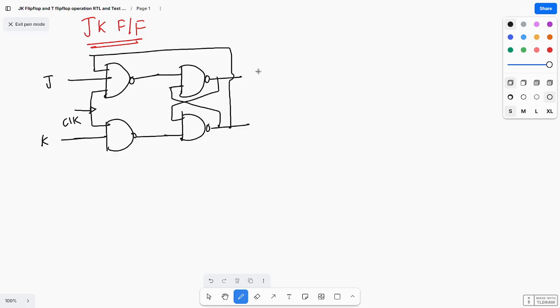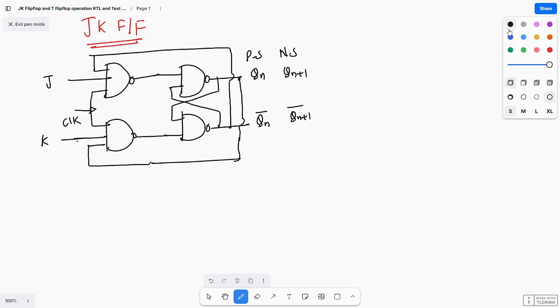So the present state is Qn and Qn bar. Qn bar is connected as an input to the NAND gate of J, and Qn is connected as the input to K. So this is the basic structure. This is the present state, and the next state is Qn plus 1 and Qn plus 1 bar.